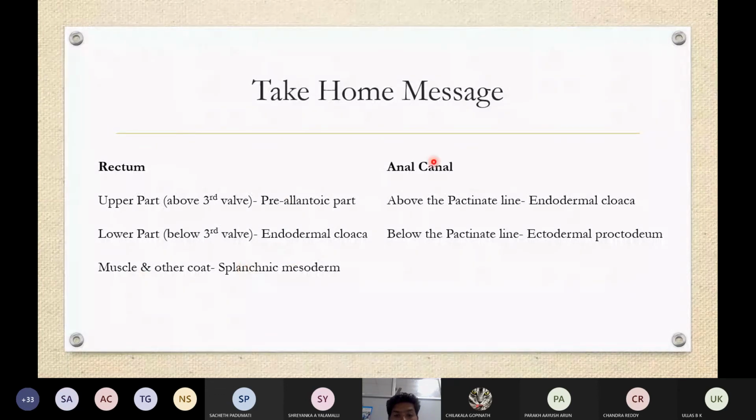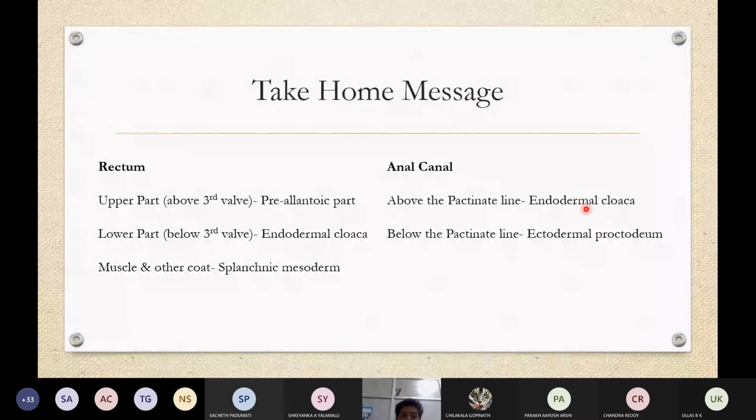Similarly, the anal canal will be developed, that is, the area above the pectinate line or Hilton's line, what I was telling you. Some books say pectinate line, some books say Hilton's line. The area above that will be developed from endodermal cloaca, and below that it is developed from the ectodermal proctodeum. I was showing you the anal pit, which was formed earlier. So this is the ectodermal derivative, and here is the endodermal part. So the anal canal will be developed from two structures.